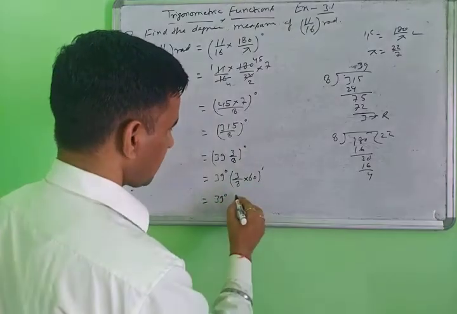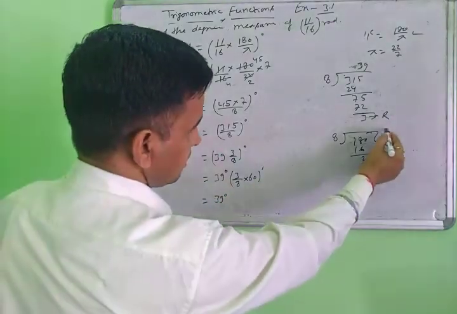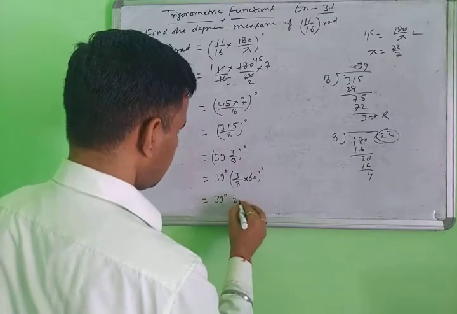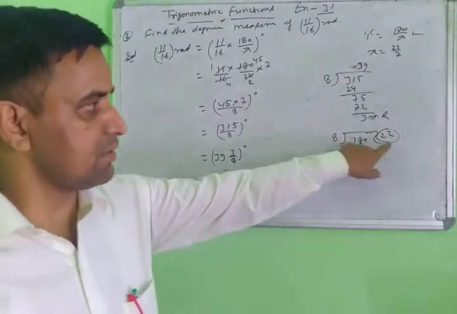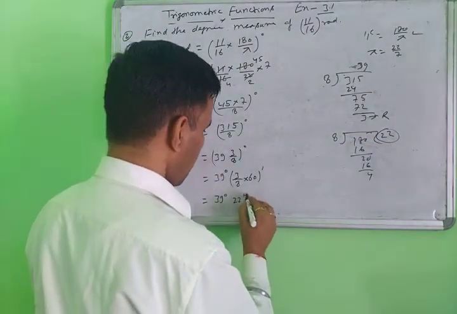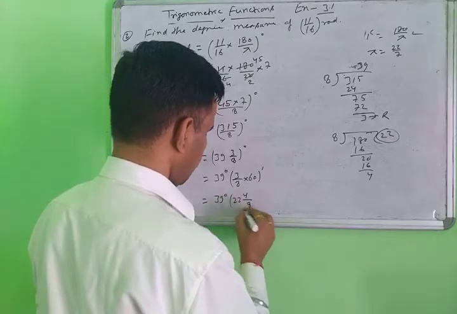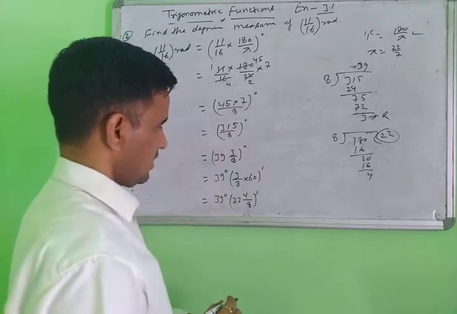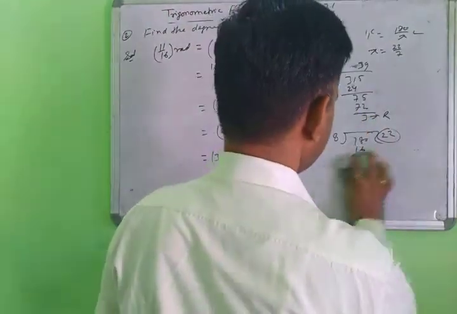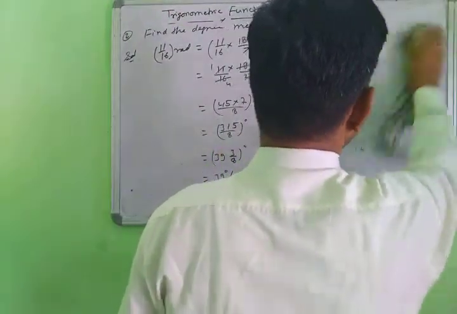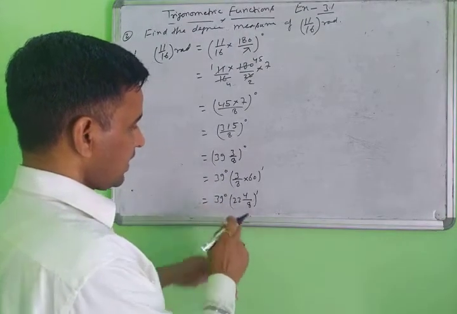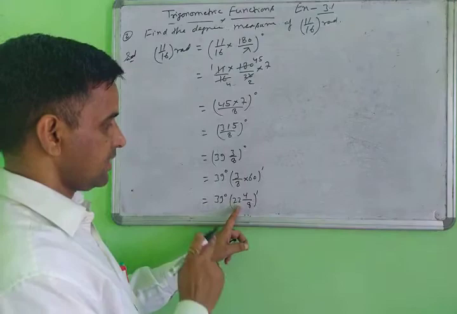And what is left here? 22. This is your 22 minutes. How many minutes come here? 22 minutes, 22 whole 4 upon 8 minute. Then this is converted. Next step: 39 degree and 22 and 4 upon 8 minutes, then convert it to seconds also.